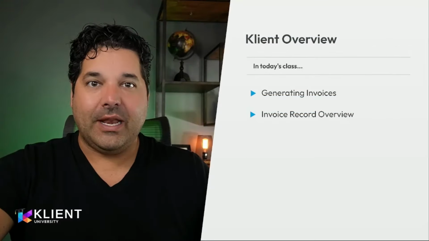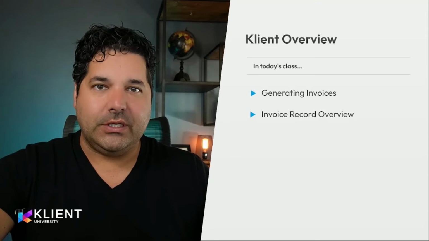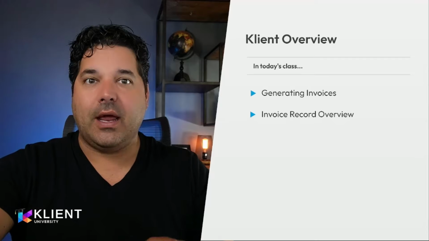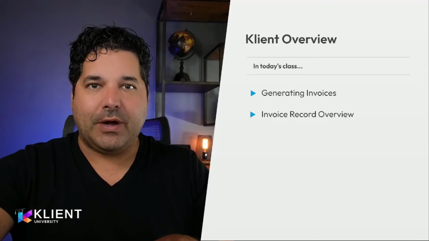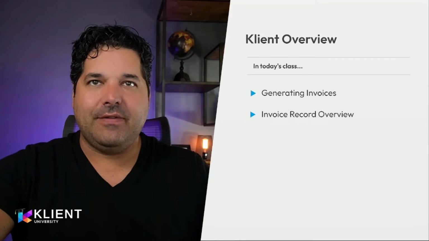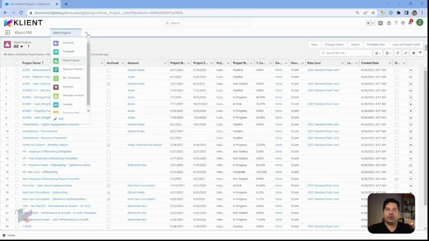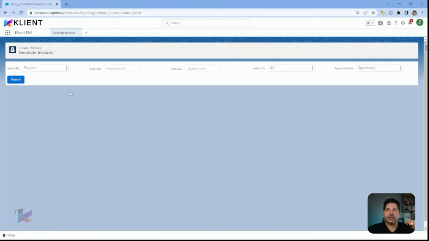Let's now look at the last piece of the puzzle, the invoicing portion. We'll look at the generate invoice interface and then what an invoice record looks like. So let's dive in quickly. I'm on the client projects. What I would like to do is generate an invoice for many projects, or maybe one project in particular. I might be a project manager or an accounting team member. So I will go on the generate invoice interface.